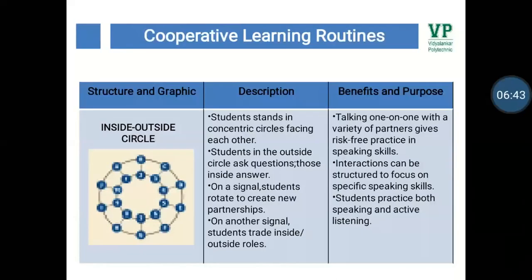Inside-outside circle. Students stand in pairs in two concentric circles. The inside circle faces out and the outside circle faces in. Students use flashcards or respond to teacher questions as they rotate to each new partner.